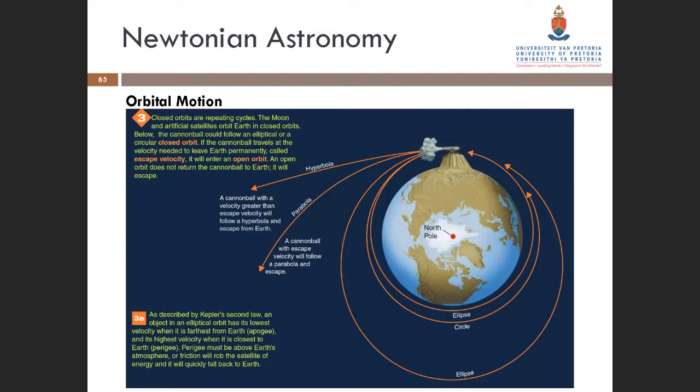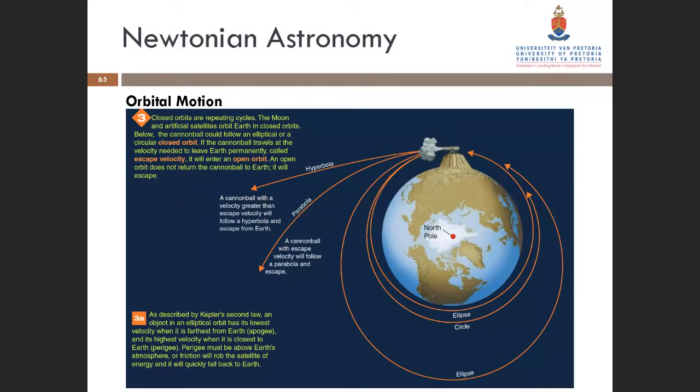Closed orbits are repeating cycles. The Moon and artificial satellites orbit Earth in closed orbits. Below, the cannonball could follow an elliptical or a circular closed orbit. If the cannonball travels at the velocity needed to leave Earth permanently, called escape velocity, it will enter an open orbit. An open orbit does not return the cannonball to Earth; it will escape it.